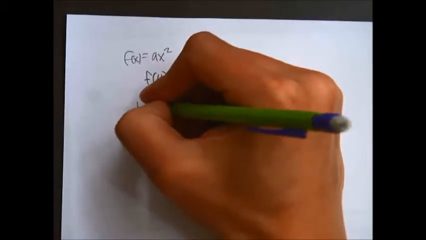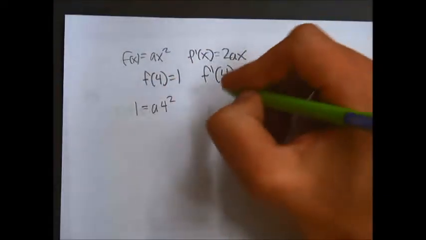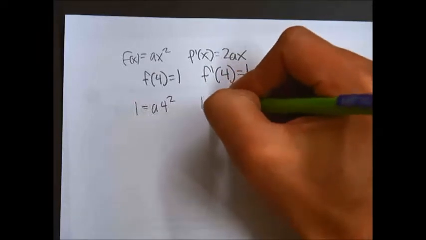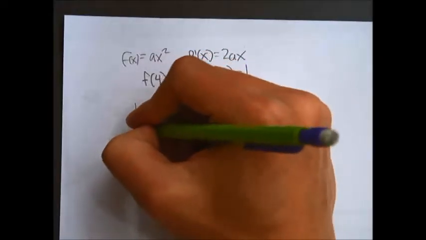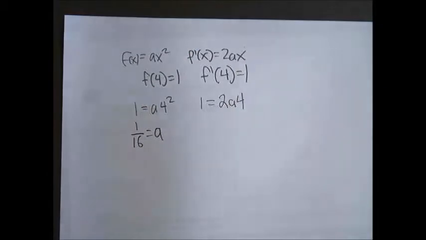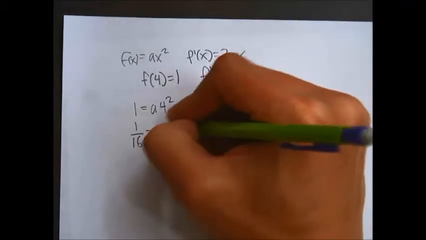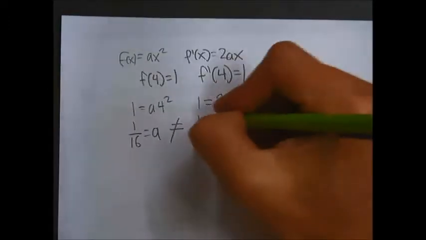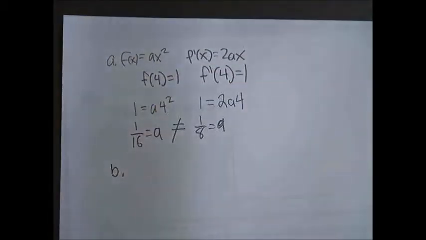This means x equals 4 when f of x equals 1. So 1 equals a times 4 squared. And same thing here, 1 is equal to 2a times 4. And now if I solve these two equations, pretty easy stuff. I divide by 16 on both sides, I get 1/16 equals a. Here I divide by 8 on both sides, I get 1/8 equals a. And that's no good. That's it for that. All right, that was A.